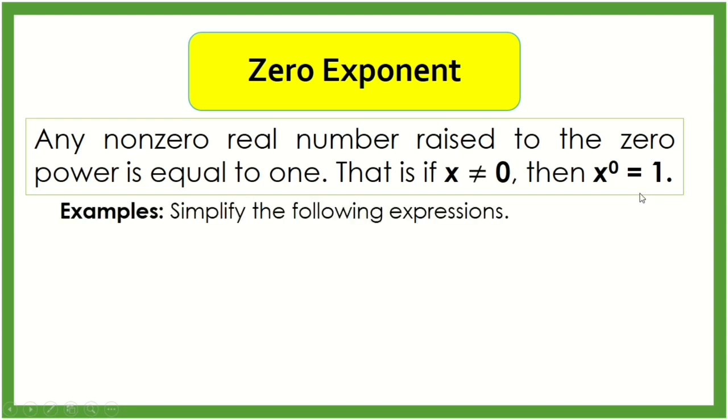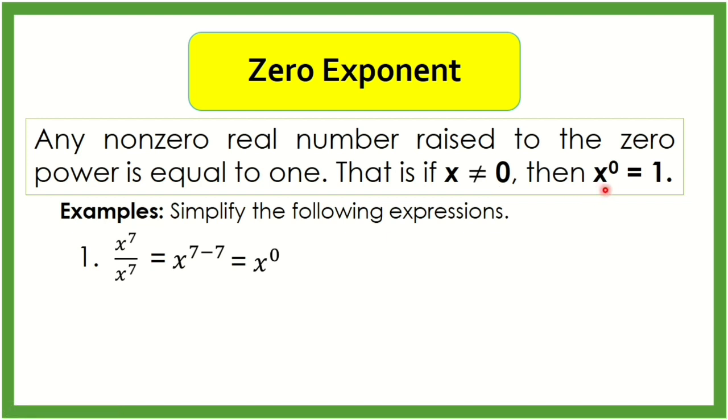Let us have examples. Simplify the following expressions. Number 1, we have x raised to the 7th power over x raised to the 7 is equal to, so apply natin yung quotient rule. So, yung exponent ng numerator minus sa exponent ng denominator. So, we have x raised to 7 minus 7. This is equal to x raised to 0. So, 7 minus 7 is 0.